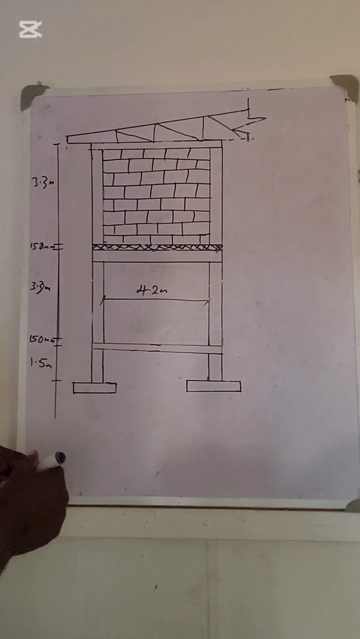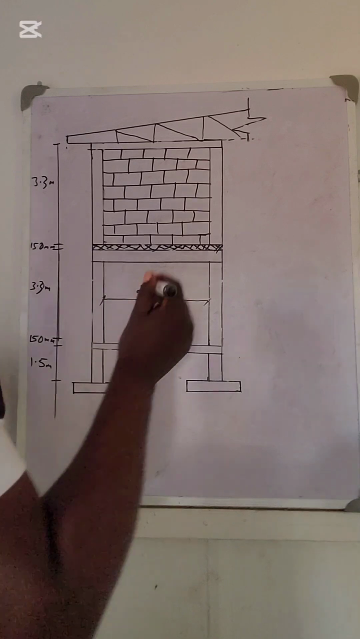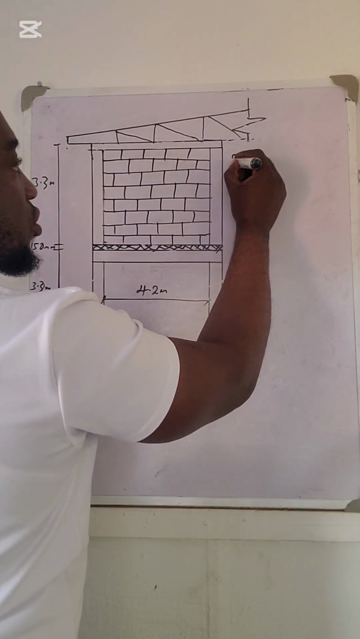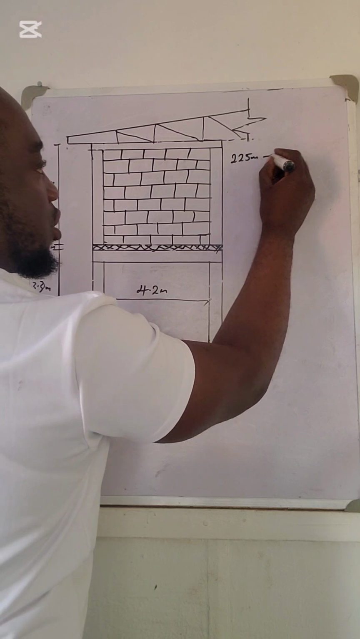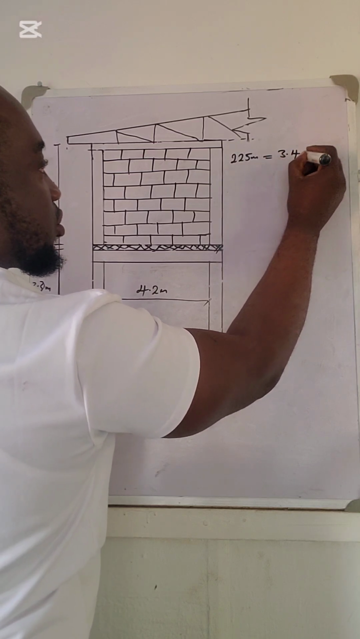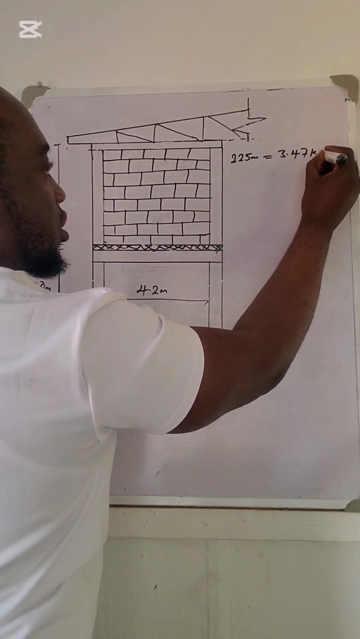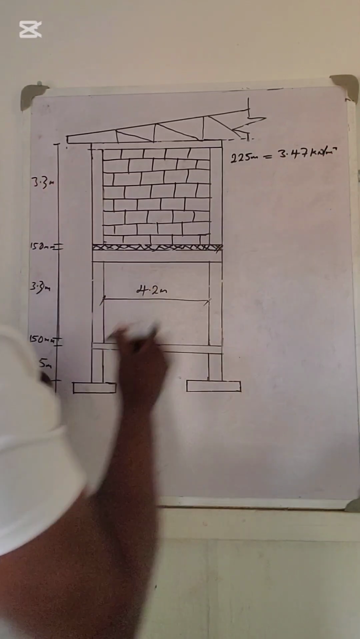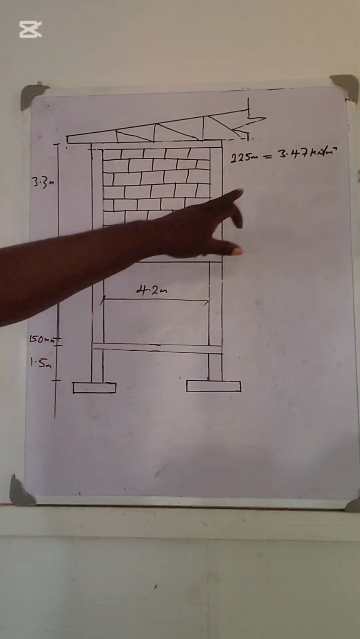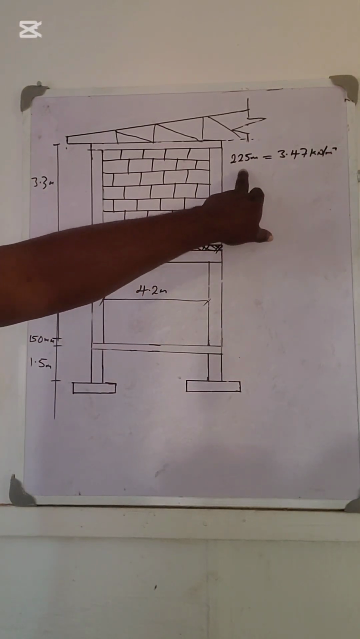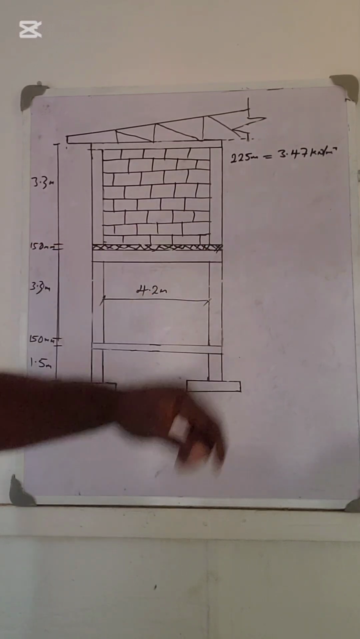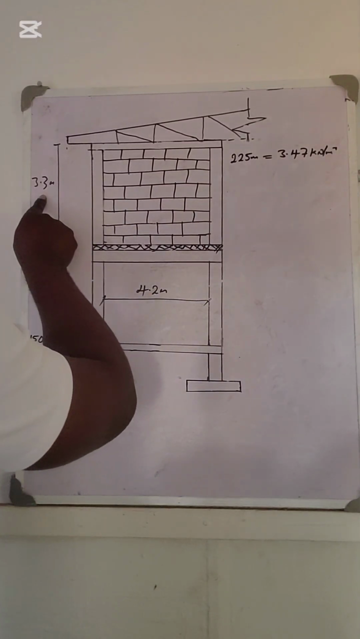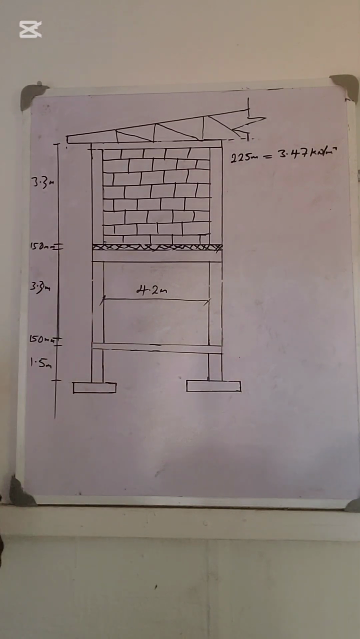From the BS code, wall load for 225 mm block wall is 3.47 kilonewton per meter square. This is the load for this type of block wall. Now we are talking about the height 3.3.